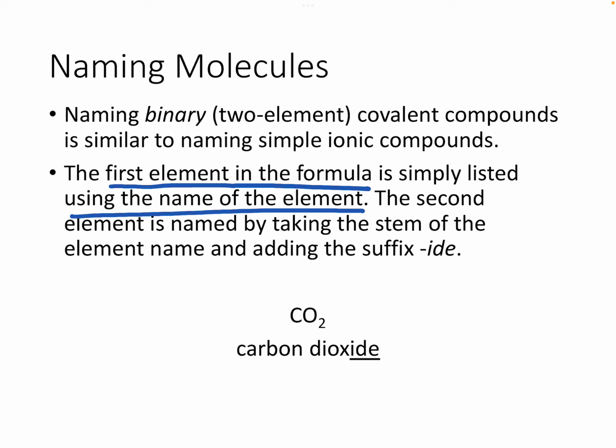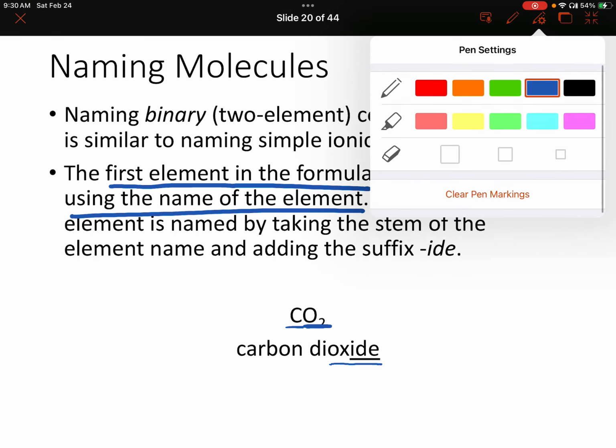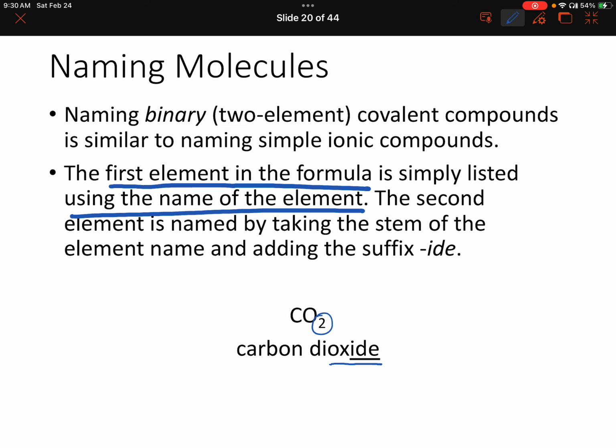So down below we have CO2. So we would just name the first element carbon. We don't change it at all. And then the second element, we're going to take the name oxygen, chop off the ending, and add IDE, so it becomes oxide. Now, the other thing we need to do is indicate how many oxygens we have, because we have multiple oxygens in this molecule. So we're going to use the prefix di before oxide. So then it becomes carbon dioxide.